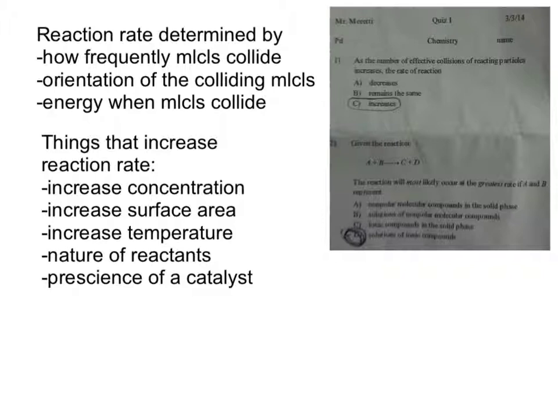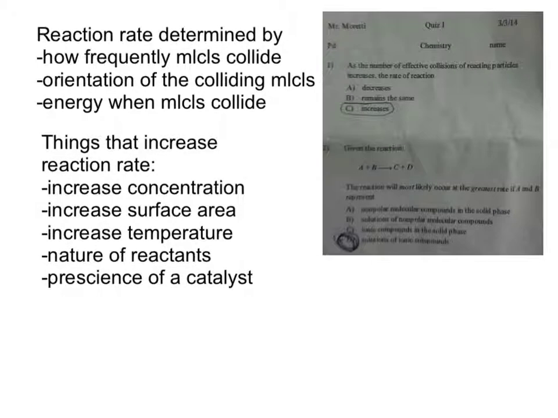Question number 2 says, given the reaction, so some reactants yield some products, the reaction will most likely occur at the greatest rate if A and B represent. If you look at the answer choices, you see that you have 2 types of phases here. We have the solid phase and then we also have solutions. So solutions are going to be liquid phases.